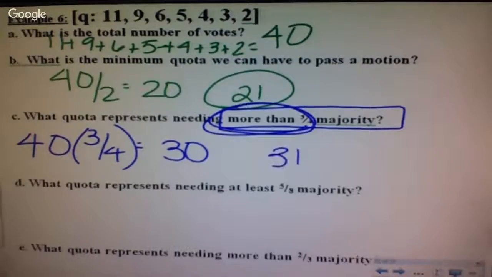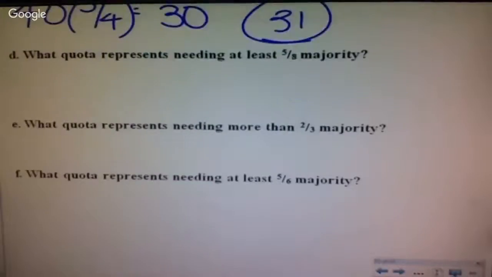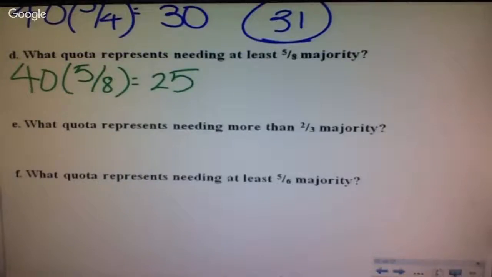First figure out what it is and then pay attention to what it's asking you after that. So D says what quota needs at least 5/8 majority? At first I need to figure out what's 5/8 of 40. 40 times 5/8 is 25. Then look at your word, at least. So it's just 25. Do I need to round that up? No, it's just 25.